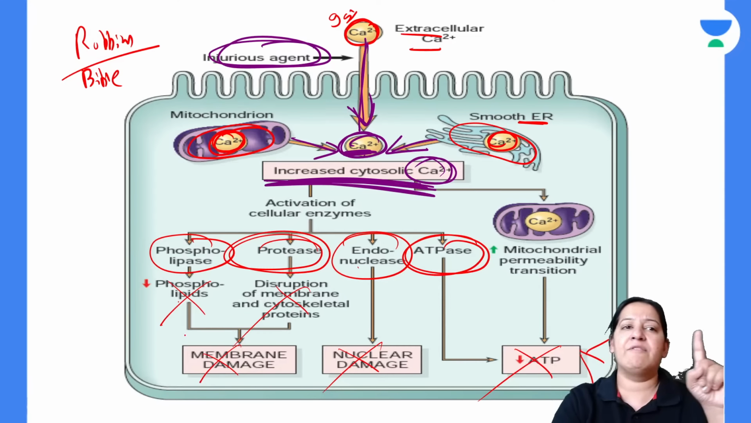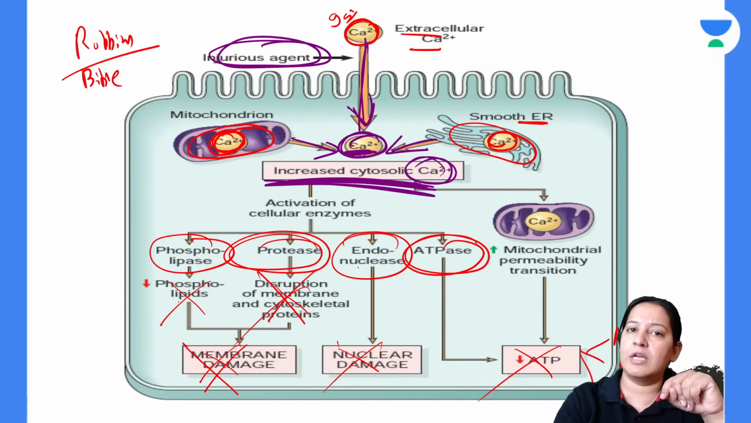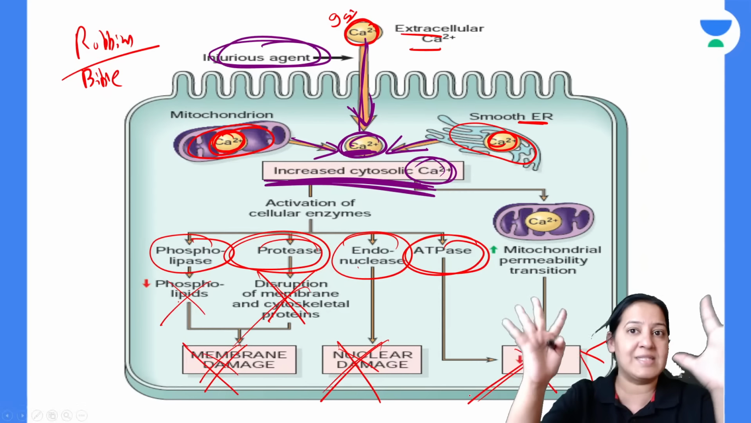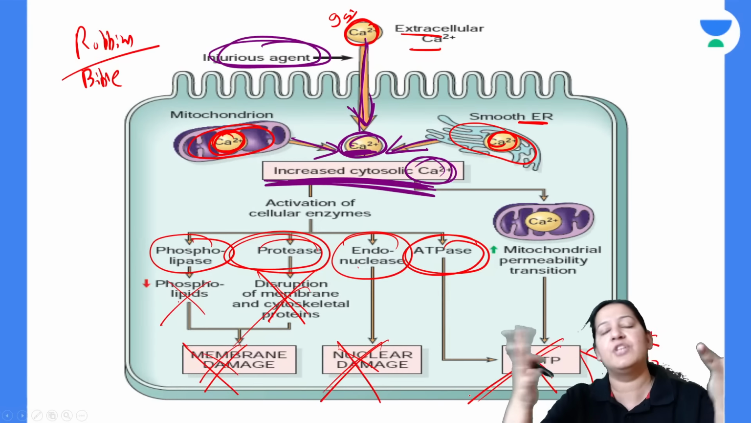So imagine a cell in which the cell membrane is lost, the proteins are lost, the nucleus is lost, and ATP is lost. Imagine a cell. So those are the various mechanisms of cell injury inside the cell.